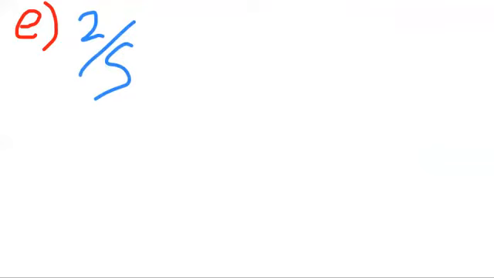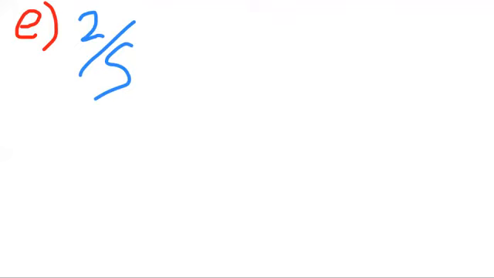Let us do some more, and I want to go a little bit more complex. E, I want 2 out of 5. Then F, I'll just solve it one by one because of the space. 2 out of 5 is actually equal to what out of 100?